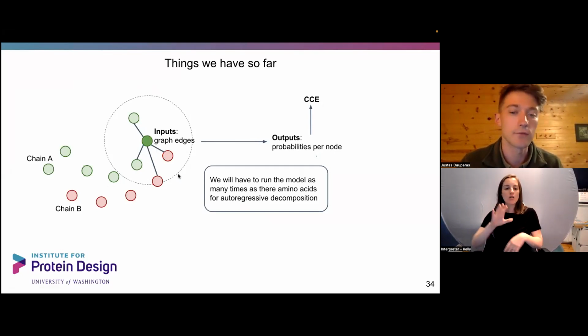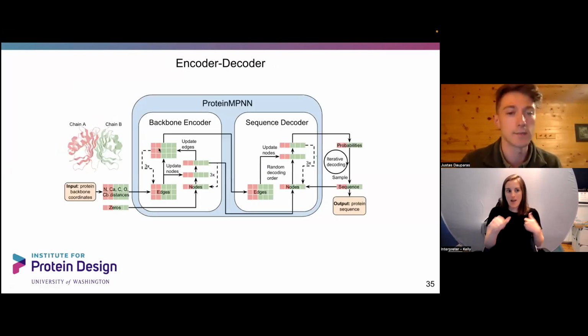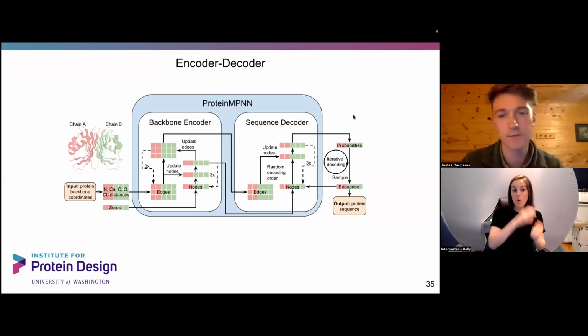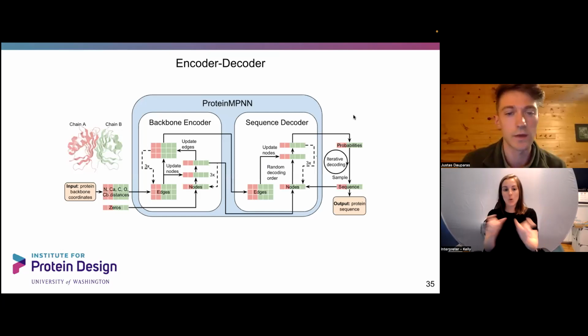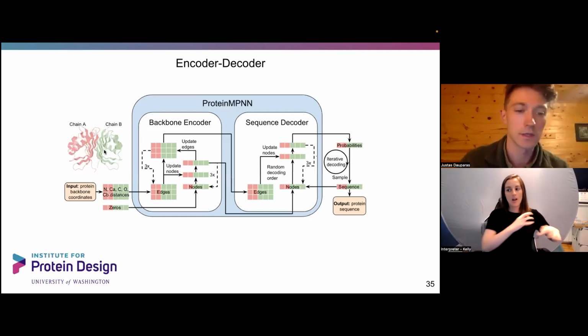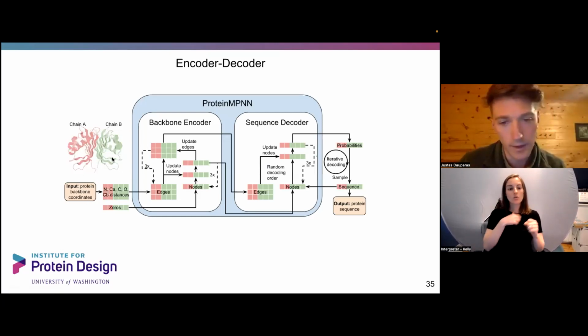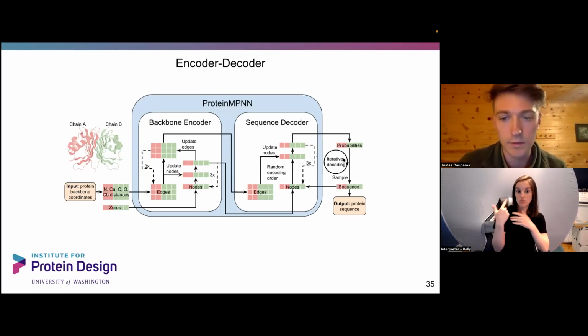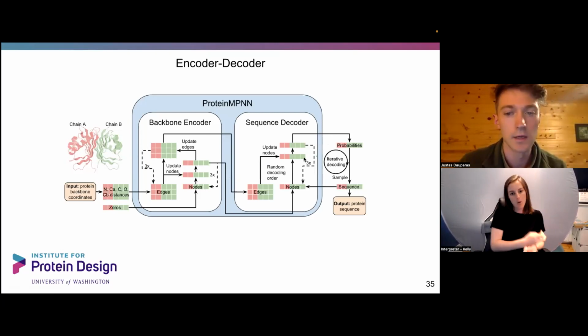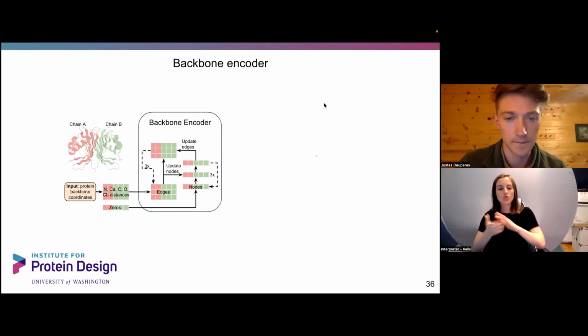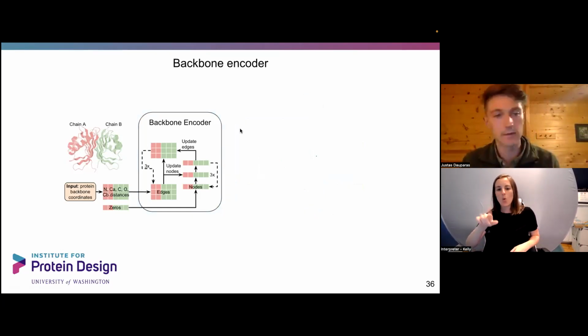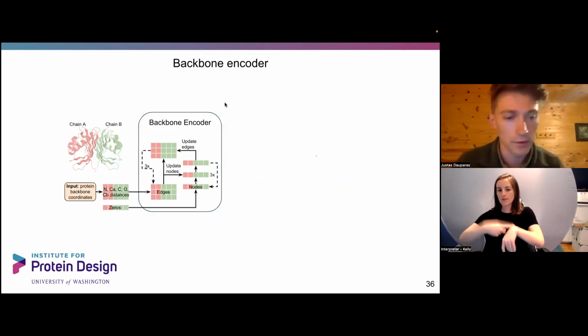Since we have to run this model as many times as there are amino acids, it is useful to somehow discretize the model. So basically you have a backbone encoder and a sequence decoder, and that's very often done in language translation, having an encoder and decoder. So the encoder's job will be to encode the backbone, and then the decoder's job will be to run iteratively multiple times to decode one amino acid at a time. So let's dive a little bit deeper into the backbone encoder.